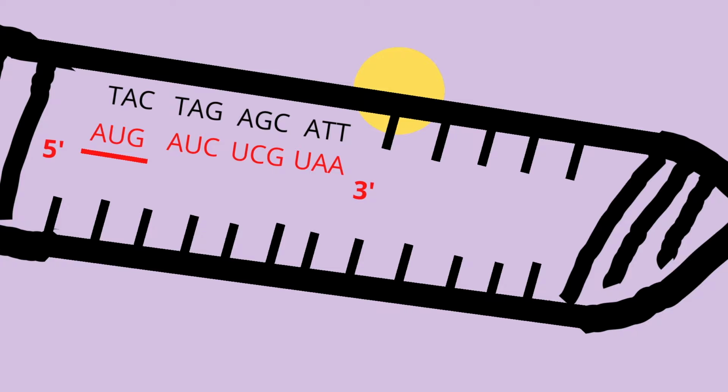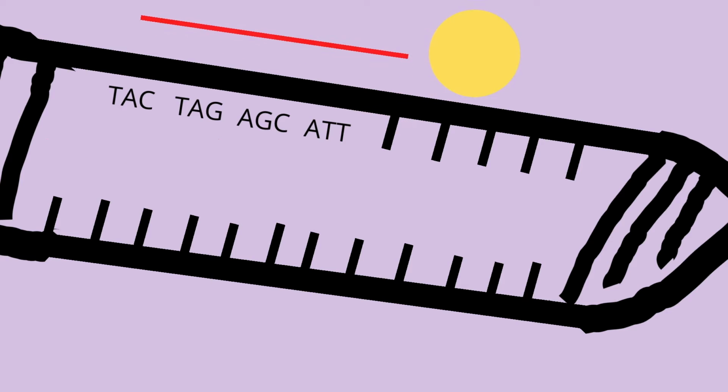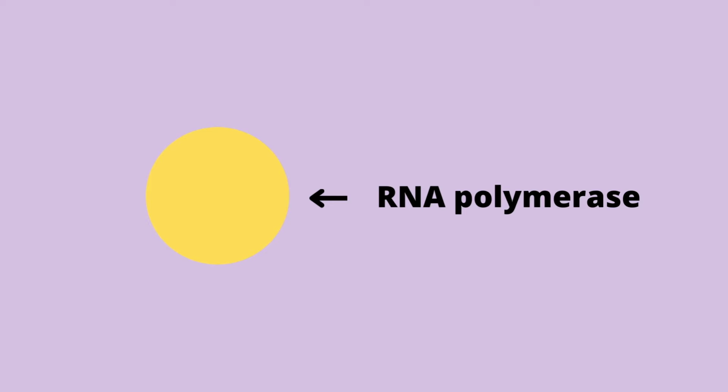The final stage of transcription is termination. RNA polymerase continues to build mRNA until the termination sequence is detected. At this point, RNA polymerase and mRNA are released from the DNA template strand. RNA polymerase becomes free to bind with another promoter region and transcribe another gene.